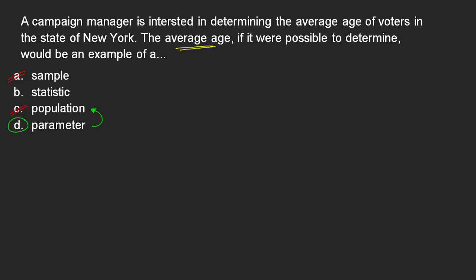A statistic would be the right answer only if we were dealing with a sample, but we're not. So our answer here is D.